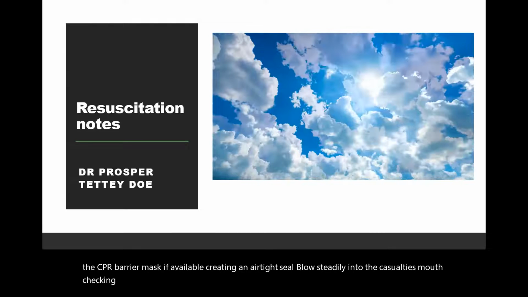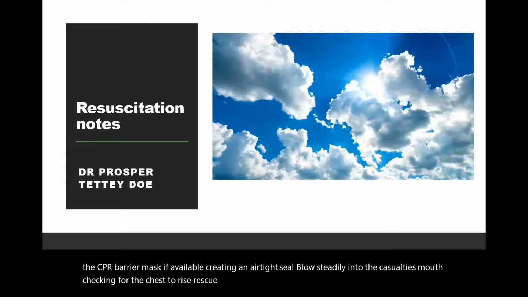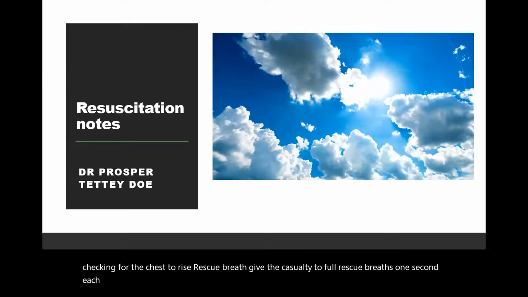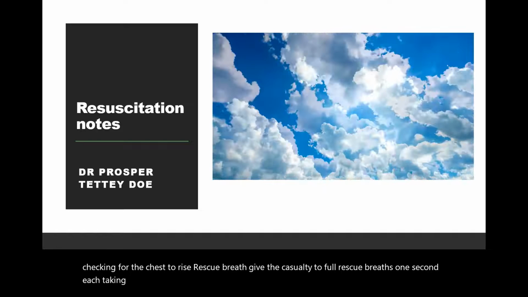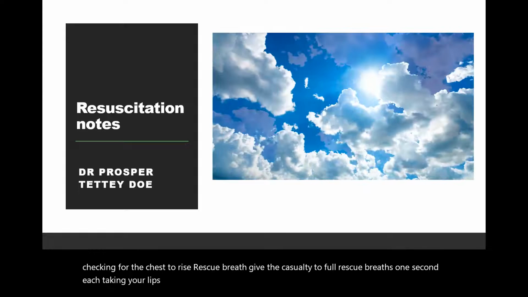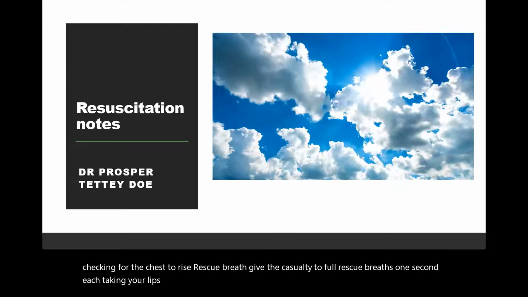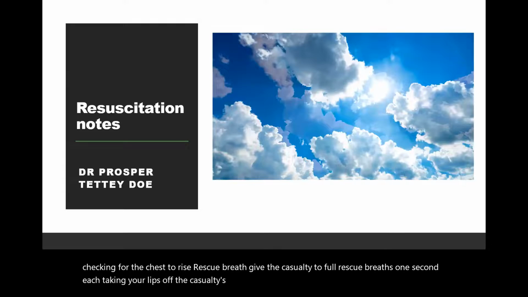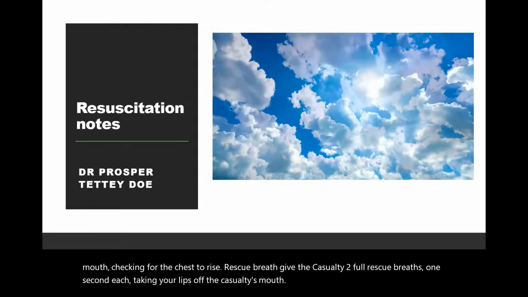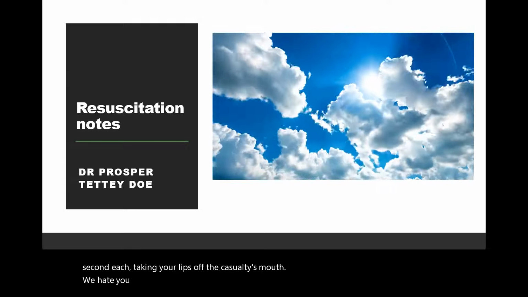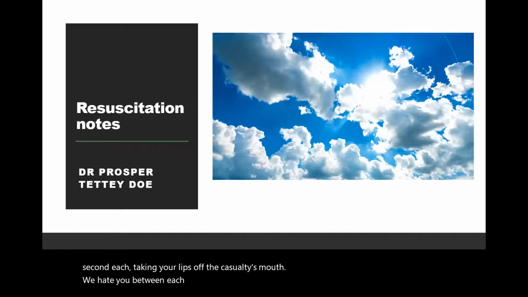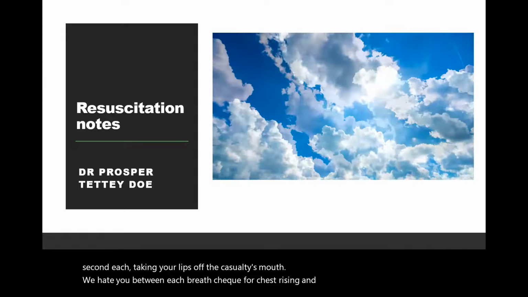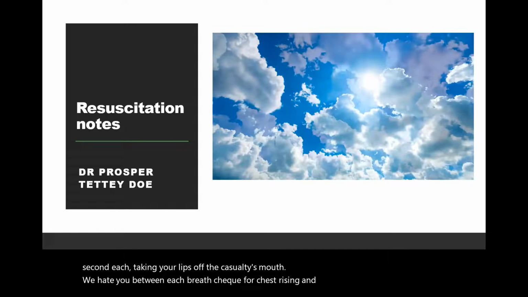Rescue breath. Give the casualty 2 full rescue breaths, 1 second each, taking your lips off the casualty's mouth to inhale between each breath. Check for chest rising and falling with each breath you give. The rising of the chest during your exhalations indicates the effectiveness of your breaths. Return your hands immediately to the chest after delivering the second breath and give another 30 chest compressions. Perform 5 sets of the 32 cycles within 2 minutes.